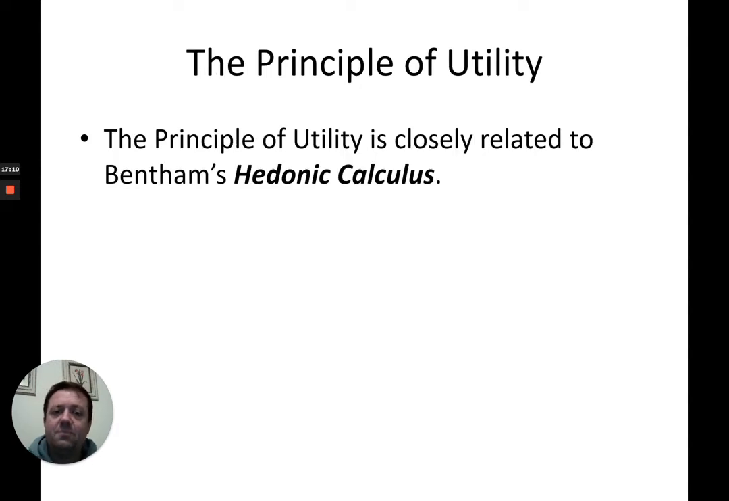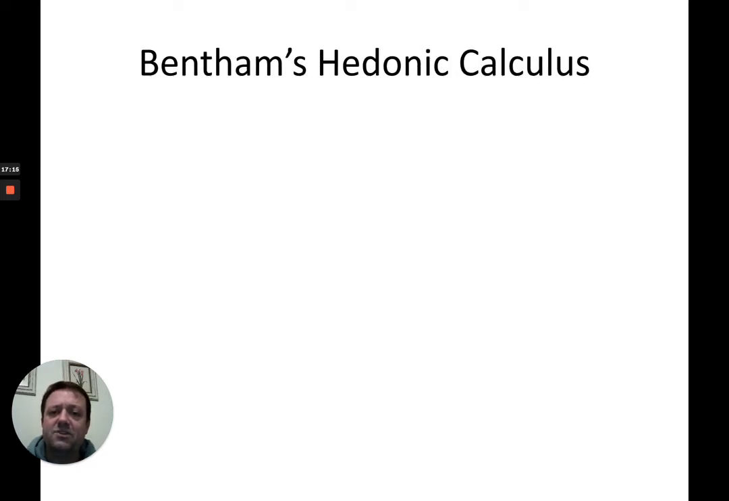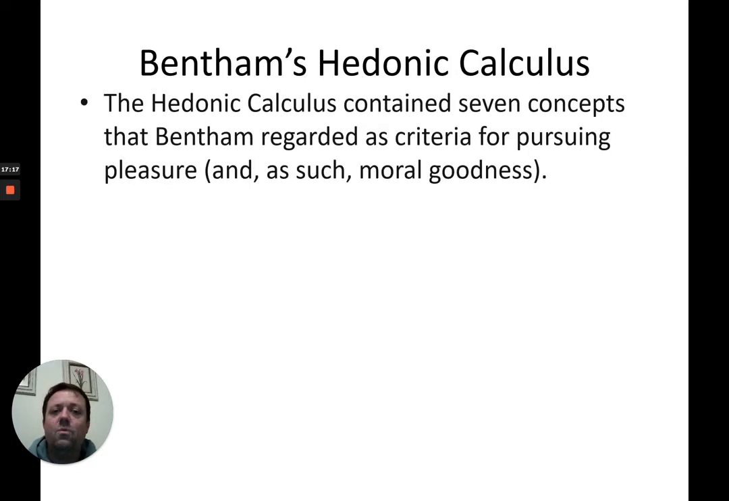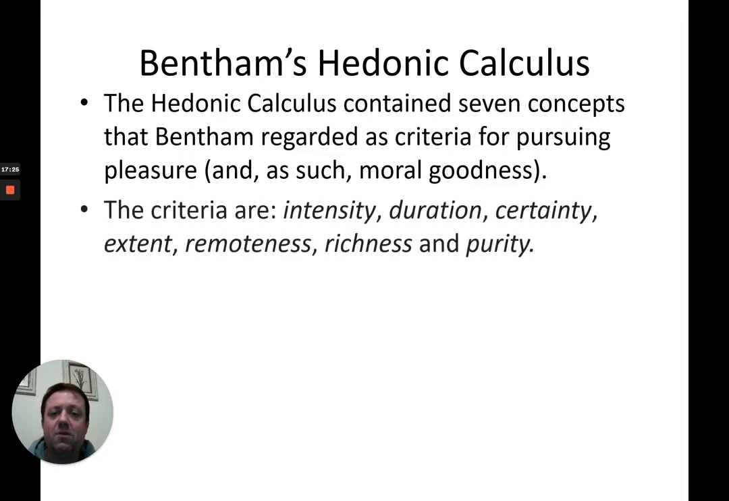All right, and the principle of utility is closely related to Bentham's famous hedonic calculus, which are seven concepts that Bentham regarded as criteria for pursuing pleasure and, as such, moral goodness. So we have to look at the kind of happiness that is created: its intensity, its duration, how long it lasts, its certainty, the extent of the happiness, how far you are from that happiness, the remoteness, the richness of the happiness, how deep it runs within you, and its purity.